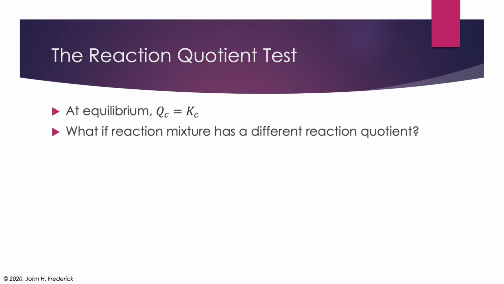That's how we got the equilibrium constant in the first place. Now, what if the mixture, though, has a different value for the reaction quotient? That is to say, it's not equal to the equilibrium constant. Well, remember that the reaction quotient is, simply stated, the concentrations of the products divided by the concentrations of the reactants. Now, there may be some other exponents thrown in there, but that's basically what it is. So we only have a couple of possibilities.